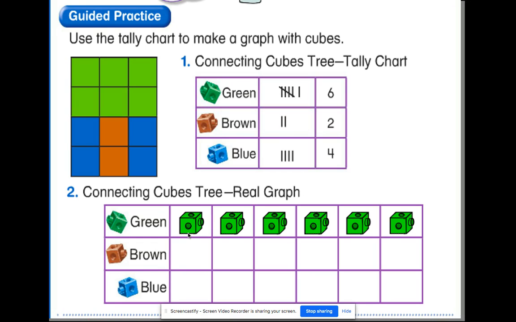Now we need to represent the brown cubes. Looking back at our tally chart as well as the picture, you can see that there are 2 brown cubes, so I want to show that in my own graph. Count with me. 1, 2. And the last is our blue cubes. Looking at the picture as well as our tally chart, we can see that there are 4 blue cubes, and we want to represent that. 1, 2, 3, 4. I have now created my own graph and my graph is complete.